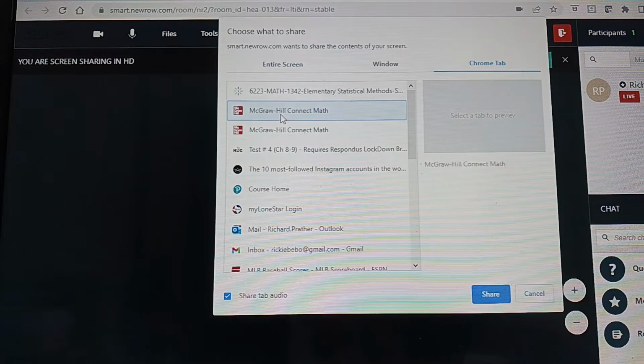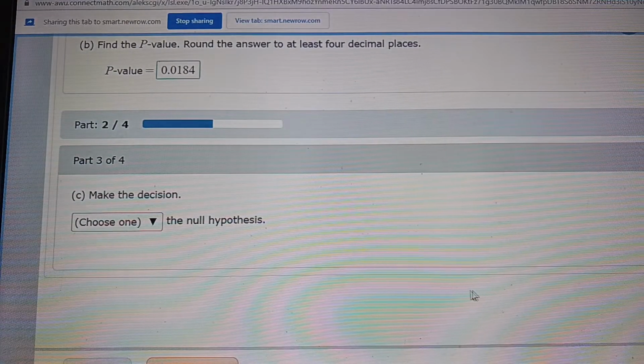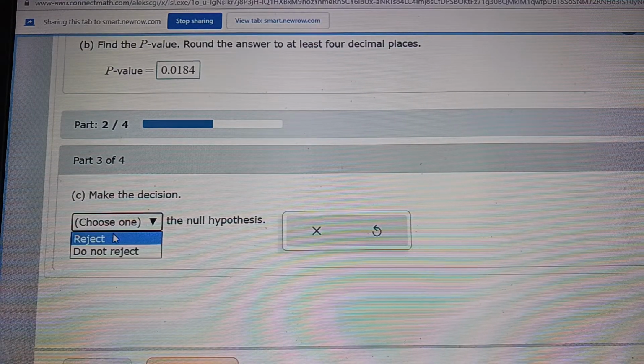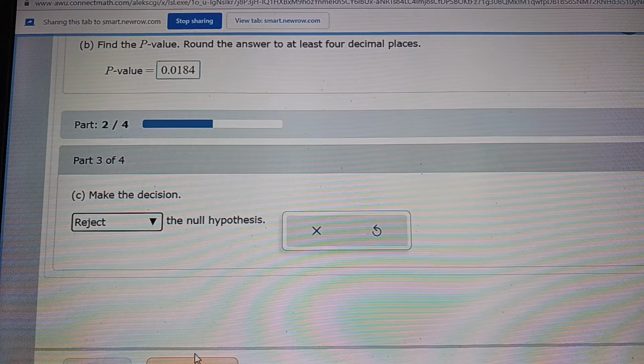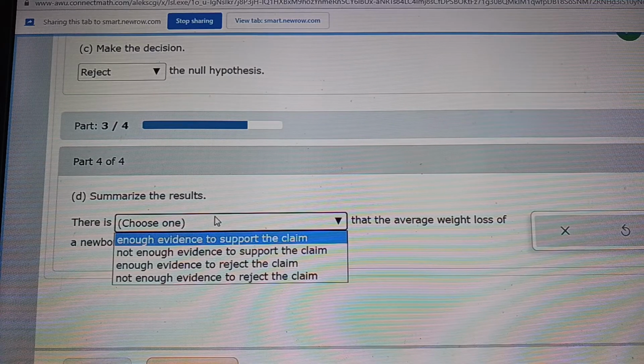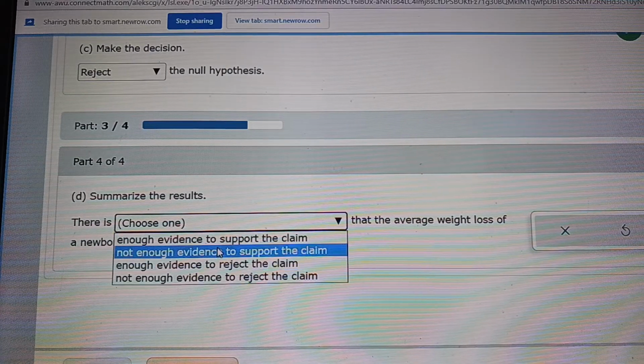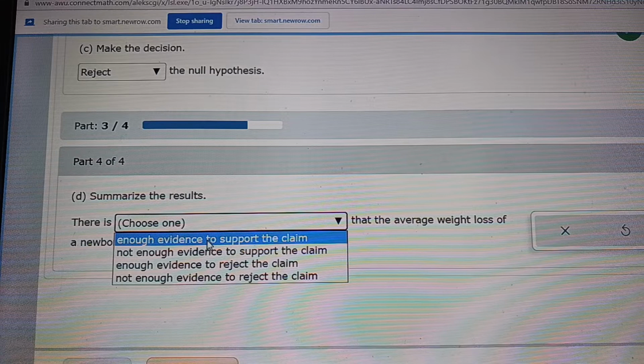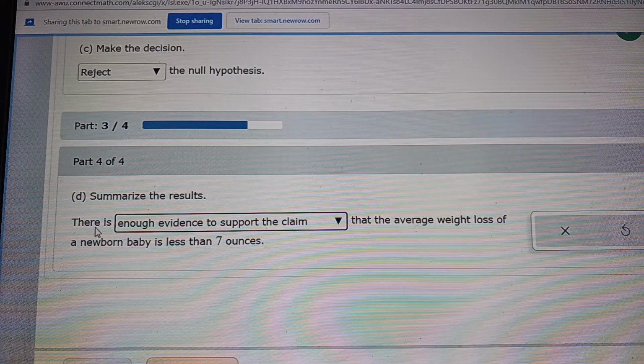And every one is done by the same rules no matter what type of test you're doing. So this one was reject the null because the p-value was low, so the null had to go. And that means there is enough evidence to support the claim. But this is why they call it the specific conclusion, because they actually add stuff from the actual problem. There is enough evidence to support the claim that the average weight loss of a newborn baby is less than 7. There's enough evidence to support that. It's not a guarantee that it's true, but it's pretty strong evidence that it is.